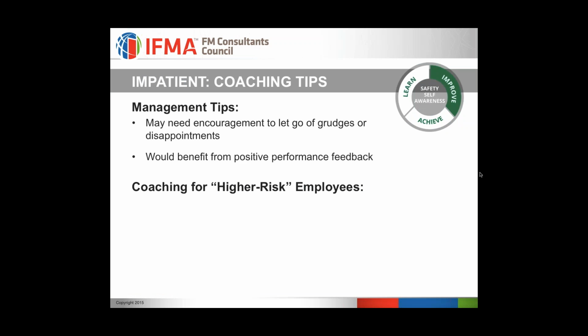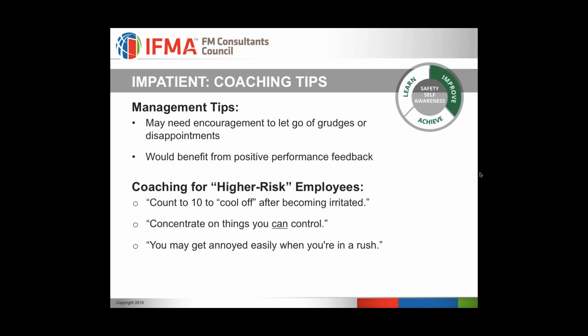So back to some coaching tips. This impatient person may need encouragement to let go of grudges or disappointments. They definitely benefit from positive performance feedback. This is another personality type that can very quickly become too negative and start agitating those around them. Actual wording can be, count to 10, make sure you cool off. Anger management classes talk about this kind of thing: counting to 10, not taking things personally, concentrating on things you can control.